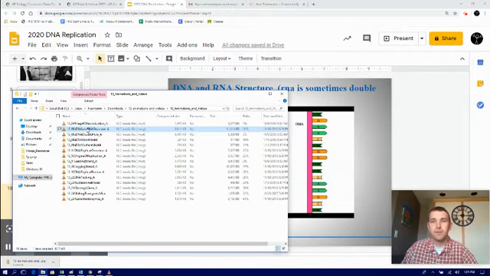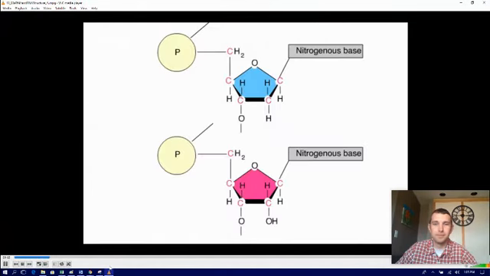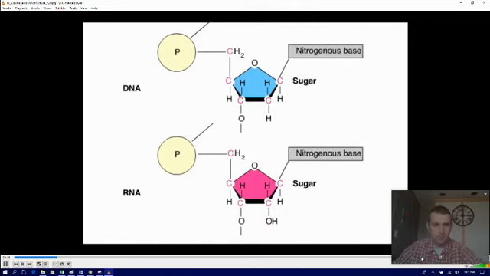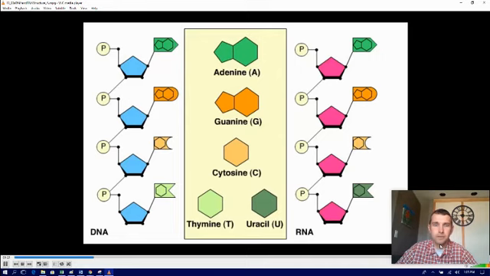Here we go. DNA and RNA are nucleic acids, polymers made of subunits called nucleotides. One difference between DNA and RNA is the type of sugar their nucleotides contain. DNA contains the sugar deoxyribose, while RNA contains the sugar ribose. Ribose has one more oxygen atom than deoxyribose. DNA and RNA are each composed of 4 different nucleotides, which differ in their nitrogenous bases.